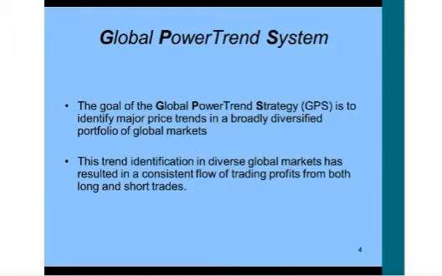The goal of GPS is to identify the major price trends in a broadly diversified portfolio of global markets. And this trend identification in these diverse global markets has resulted in a very consistent flow of trading profits, both from long and short trades. We currently don't have any short trades on, but we did. We were heavily short in the last bear market, thanks to GPS. And I'll show you some of those trades that we took during a bear market.